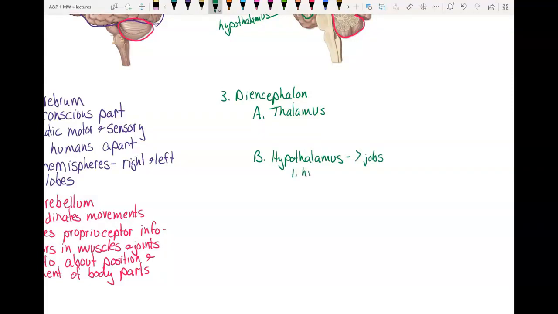It is in charge of hunger. Whenever you feel hungry, that's your hypothalamus. Also thirst. It's making sure you have enough water in your blood by making you thirsty if you need more. It regulates your body temperature. So like when you're hot and you sweat, or you're cold and you shiver, that's your hypothalamus. Also, when you're sick and you have a fever, your hypothalamus gives you a fever.